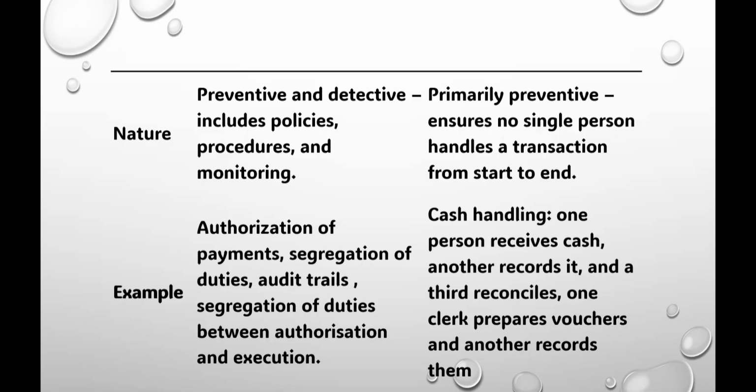That is internal control. When we speak of internal check, in cash handling, one person will receive the cash and another will record it, so there will be no fraud, and a third party will reconcile how much cash is there. One clerk prepares the vouchers, another records them. So these are the examples of internal check.